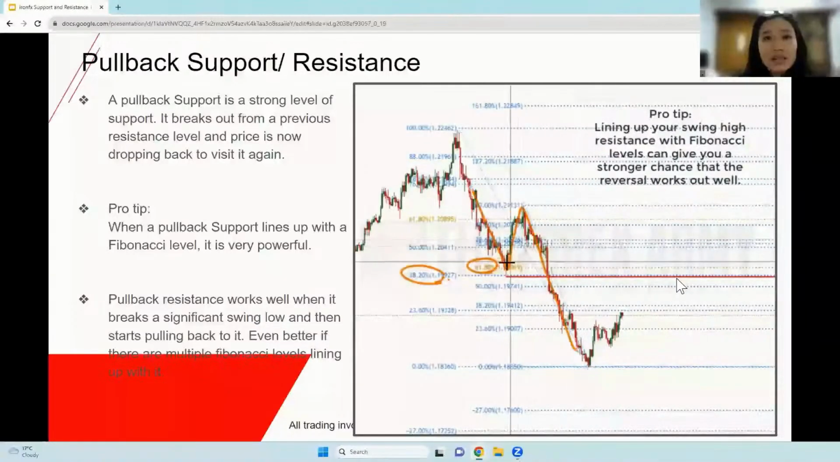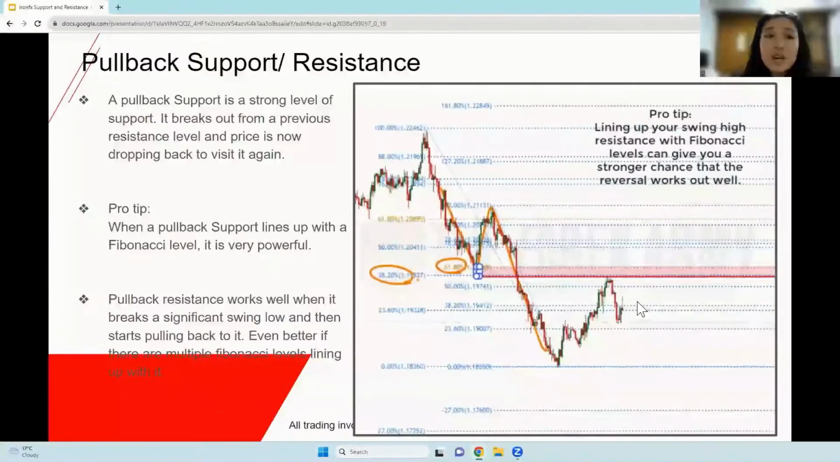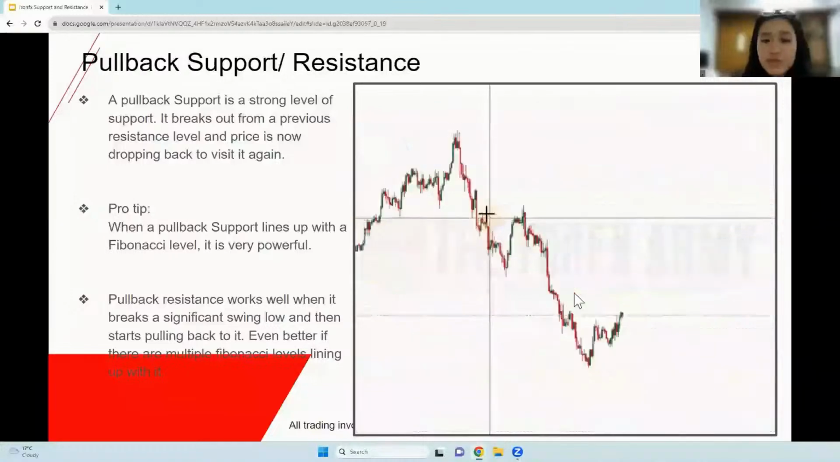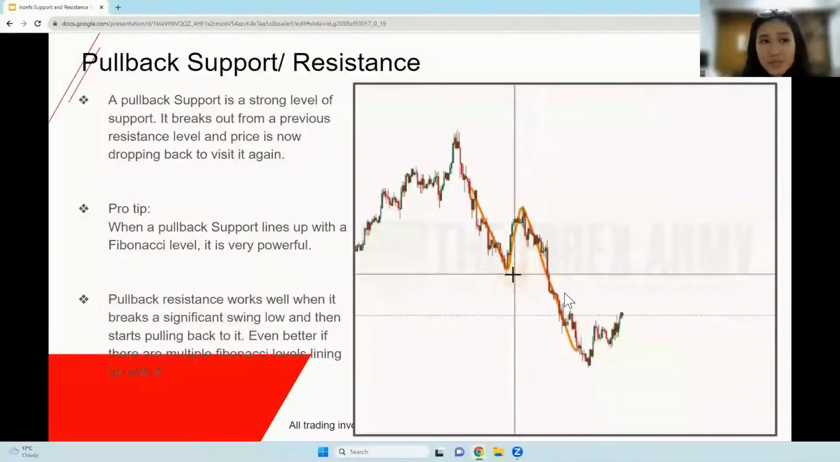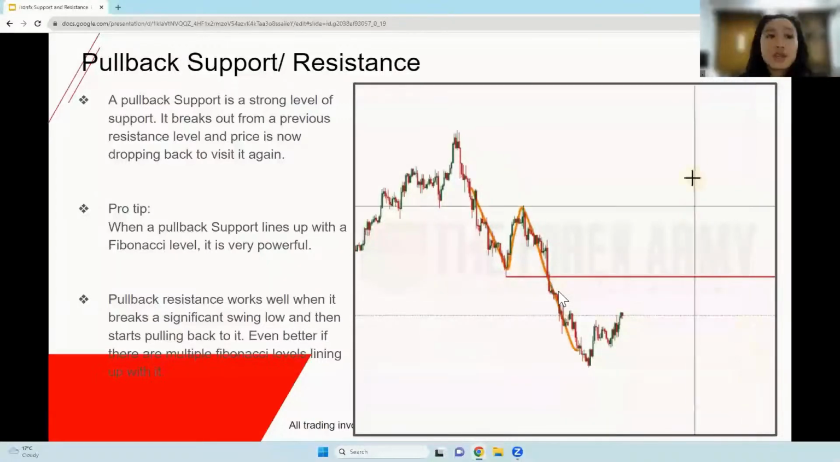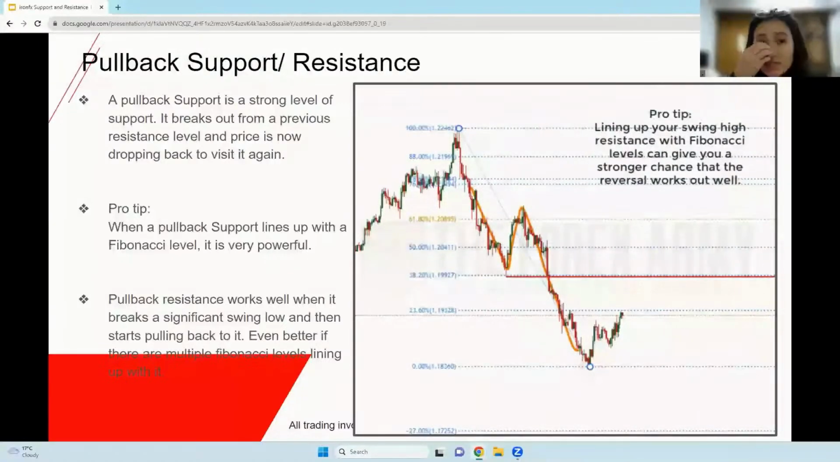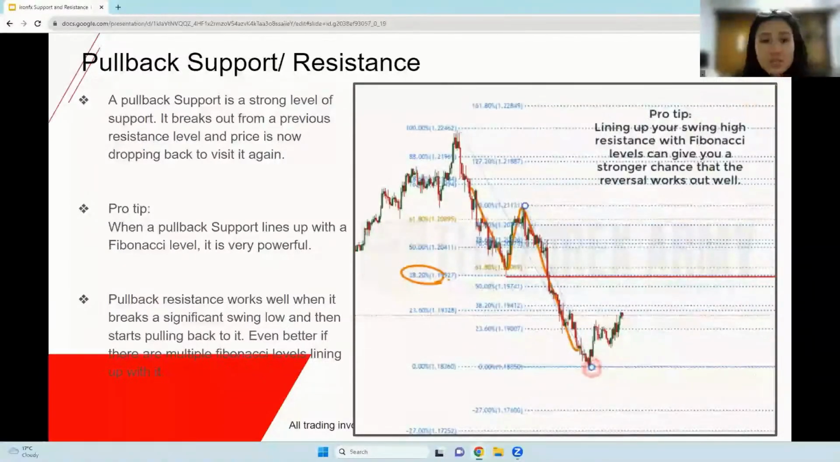If you take a look at the GIF, this is a pullback resistance, so just ignore that for now. Pullback support is basically the opposite of that, where we are expecting price to retrace back to your support level. A pro tip is when a pullback support lines up with a Fibonacci level, it's typically considered very powerful. For pullback resistance, these work well when it breaks a significant swing low and then starts pulling back to it. It's even better if there are multiple Fibonacci levels lining up with it.